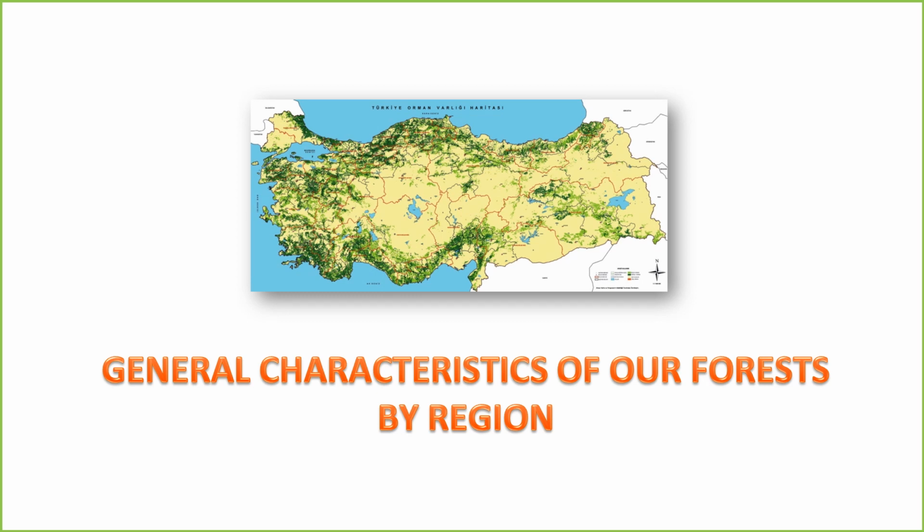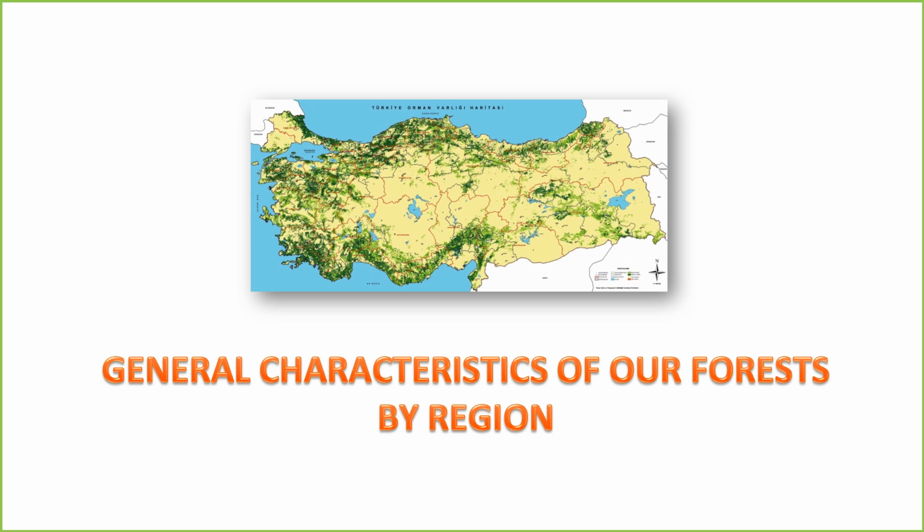Forests in Turkey exhibit diverse characteristics across different regions due to variations in climate, topography, and vegetation. Here are some general characteristics of Turkey's forests by region. 1. Mediterranean region. Dominated by evergreen broadleaf trees such as holm oak, Turkish pine, and cedar. Vegetation is adapted to the Mediterranean climate with hot, dry summers and mild, wet winters. Presence of maquis and garrigue vegetation types, known for their rich biodiversity. Forests are essential in preventing soil erosion in the hilly and mountainous landscapes.